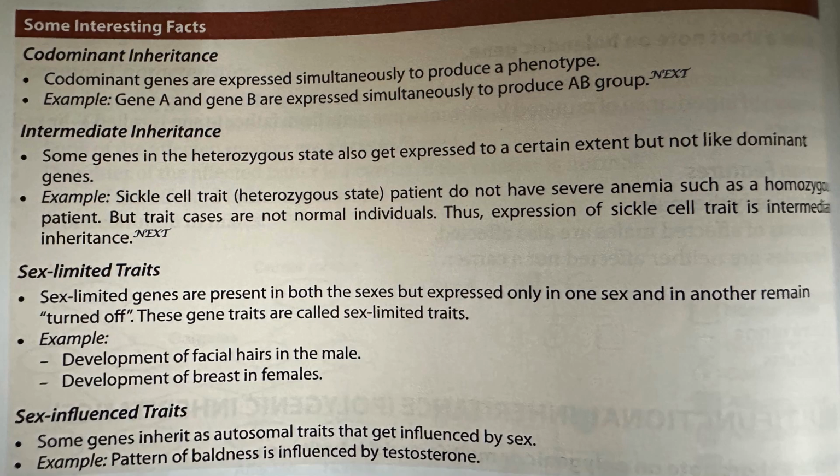So codominant inheritance. Codominant genes are expressed simultaneously to produce a phenotype. Example, gene A and gene B are expressed simultaneously to produce AB blood group. Intermediate inheritance. Some genes in the heterozygous state also get expressed to a certain extent but not like dominant genes. Like earlier I gave the example of the law of incomplete dominance, where red and white flowers when pollinated resulted in pink flowers. You can see here sickle cell trait, heterozygous state, the patient does not have severe anemia such as a homozygous patient, but trait cases are not normal individuals, they have minimal effect. So expression of sickle cell trait is intermediate inheritance.